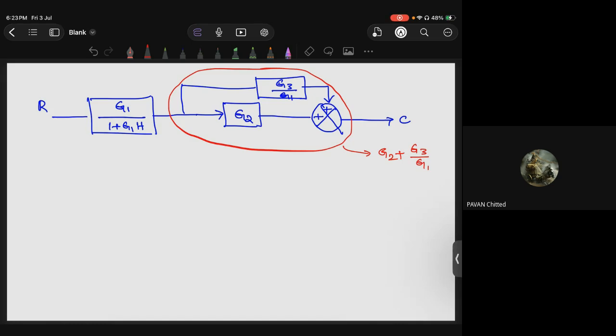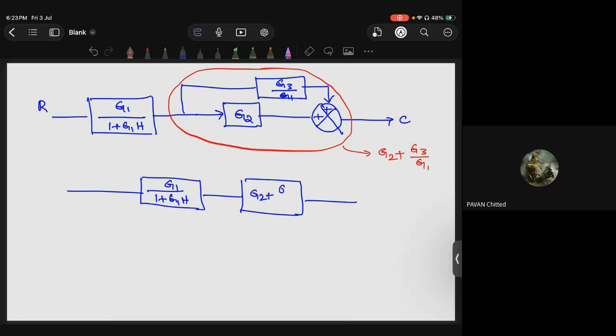So finally, what is the diagram? We have the first one, we have the second one. So G1 by 1 plus G1H. The next one is G2 plus G3 by G1. So this is R and C. Now tell me directly what is C by R? C by R is the multiplication of these two.